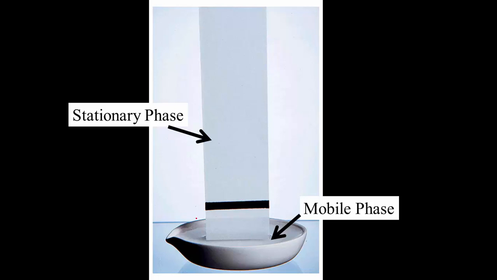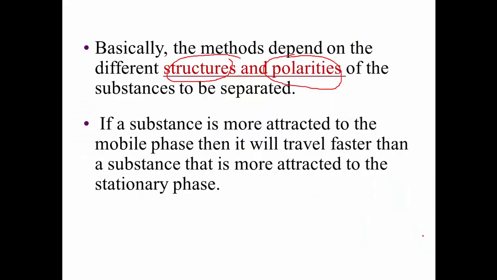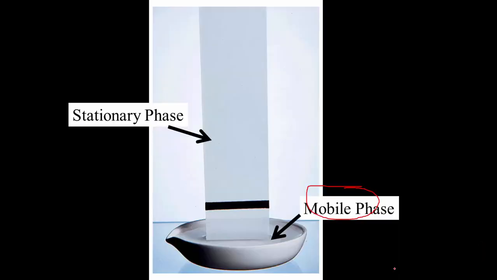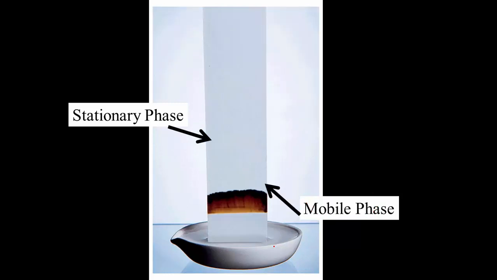When you place your paper into your mobile phase, you want to make sure that your chromatography line or dot, you can do lines or dots, is below the surface of that liquid. Otherwise, it will just wash off. But over time, the dyes are attracted in differing degrees to the mobile or stationary phase as they rise up.